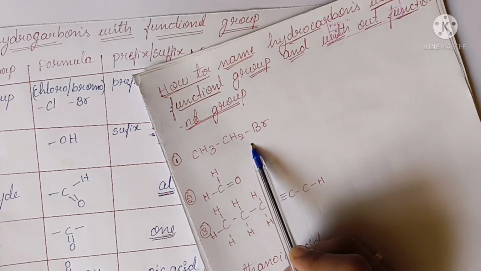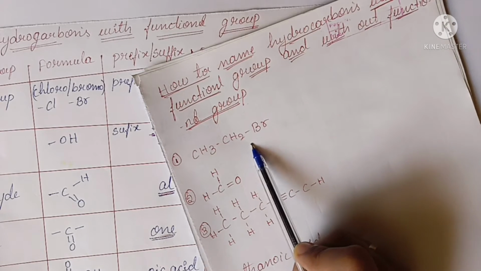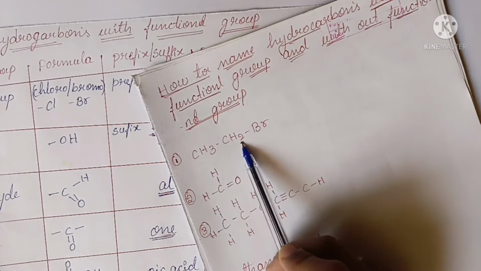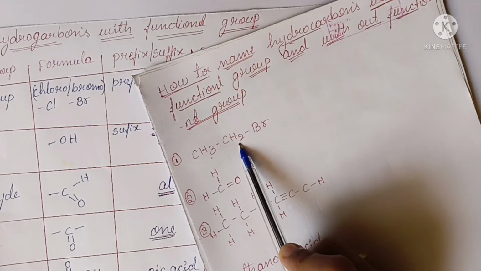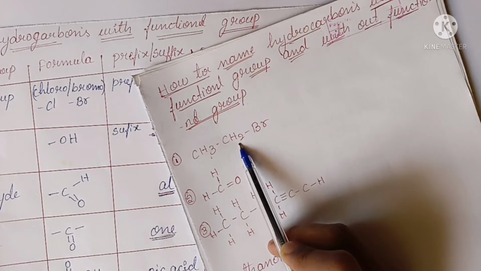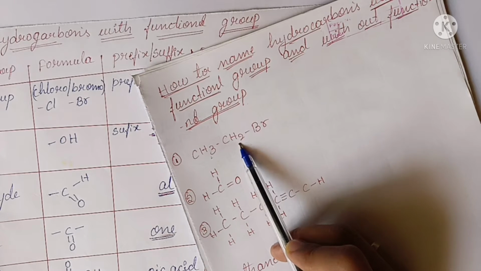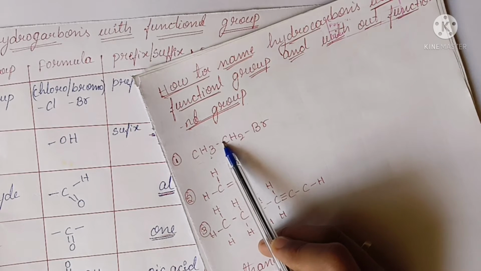How are you going to name it? See, first, no need to panic. First you need to find how many carbons are here. There are 2 carbons. If we have 2 carbons, we are going to call it "eth". Think in your mind that 2 carbons is "eth".